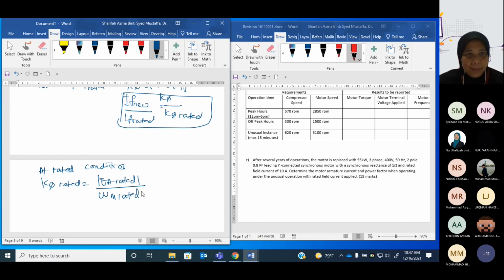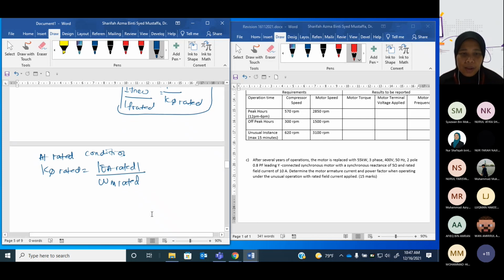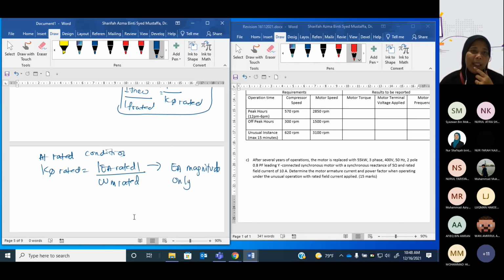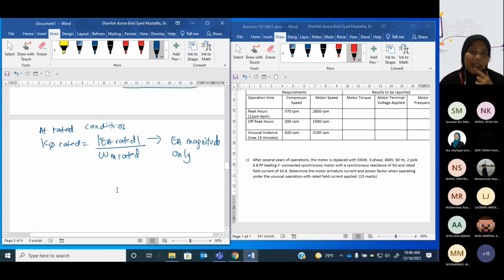So this only given the magnitude, okay, omega M rated. Apa nak cari tadi? Cari IA. Okay. For synchronous motor, this only will give the EA, the magnitude of EA only. For synchronous motor, you should have the angle of EA. Kita dah belajar macam nak cari angle of EA, angle of EA new. Macam mana hari tu? How to calculate EA of angle of EA new?